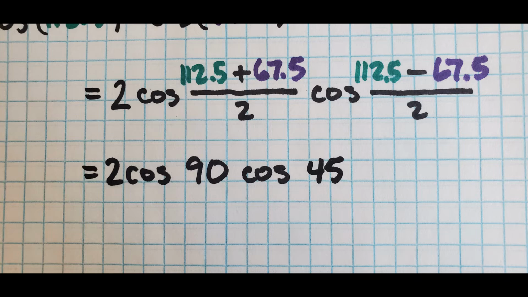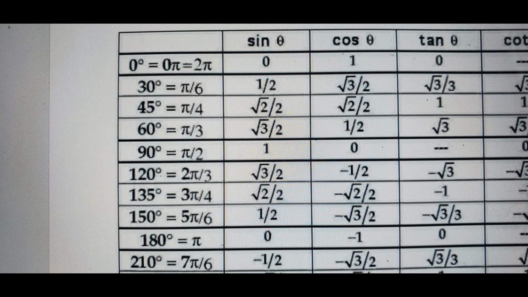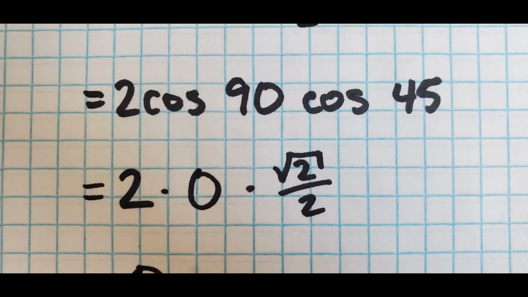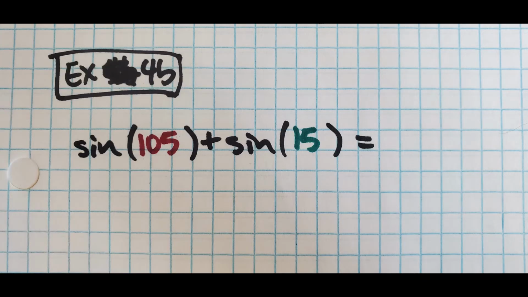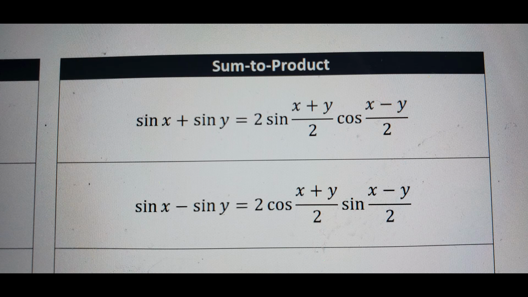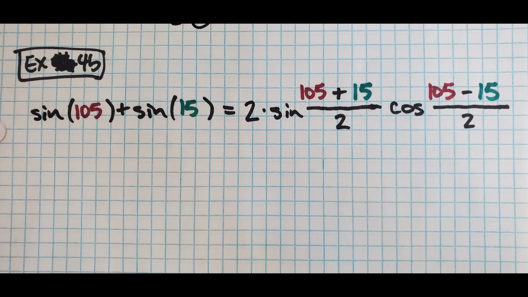Now, cosine of 90 and cosine of 45 are on the unit circle, so we look those up. And cosine of 90 is 0. Cosine of 45 is square root of 2 over 2. Since all of those are multiplying, 0 kind of cancels everything out, and the final answer there is just 0. All right, example 4b. They give us 105 and 15. We have sine plus sine, so we find sine plus sine in our sum to product identities. We plug in that x and that y into there, and we end up with this.